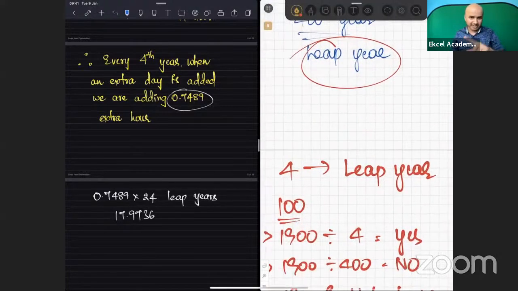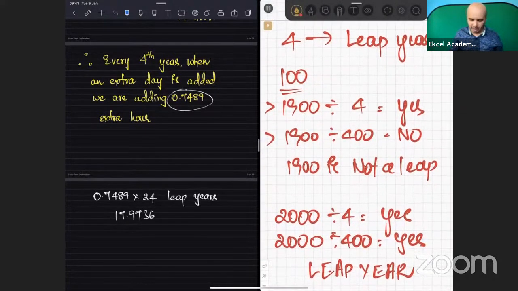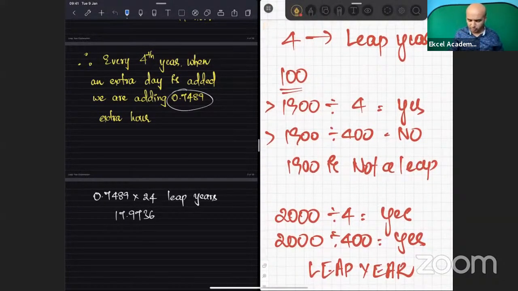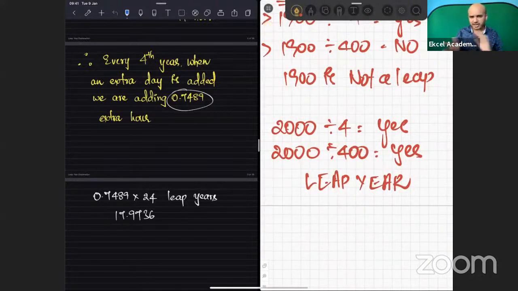So you can apply this principle for all the century years. Take some century year, for example, 1800, and apply the same principle. Then go back and check the calendar. Of course, everything is available online. You can just simply search for that year's calendar. You will see whether the year is a leap year or not.